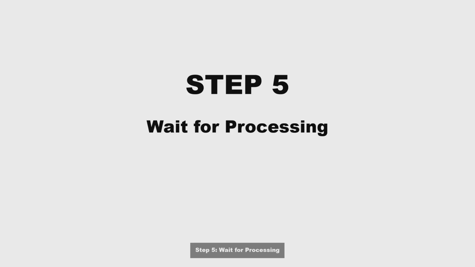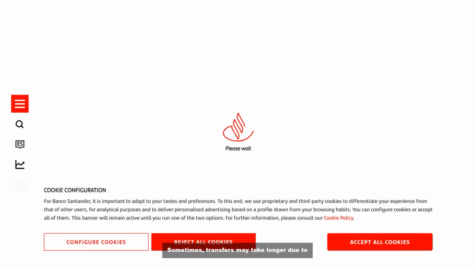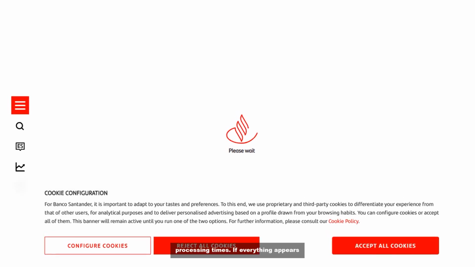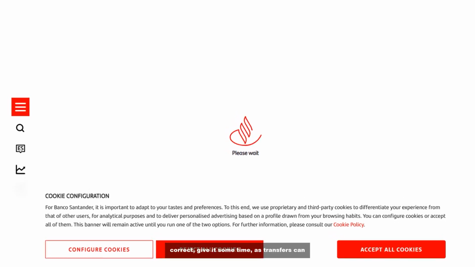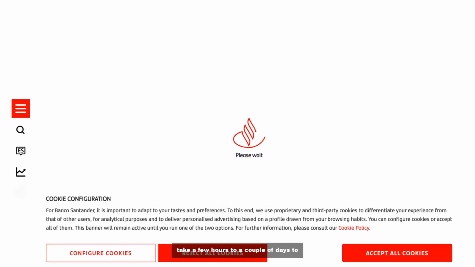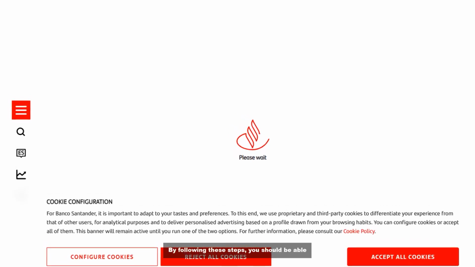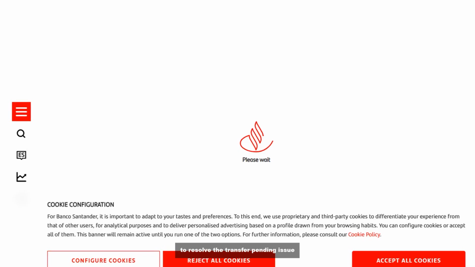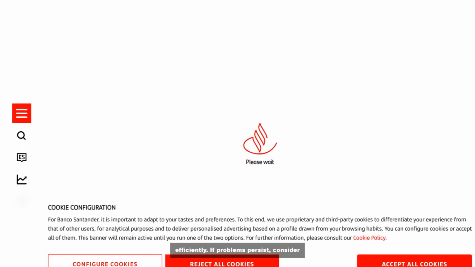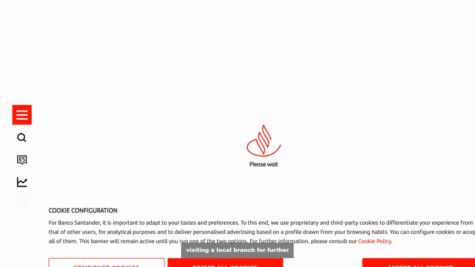Step 5. Wait for processing. Sometimes transfers may take longer due to processing times. If everything appears correct, give it some time, as transfers can take a few hours to a couple of days to complete. By following these steps, you should be able to resolve the transfer pending issue efficiently. If problems persist, consider visiting a local branch for further assistance.